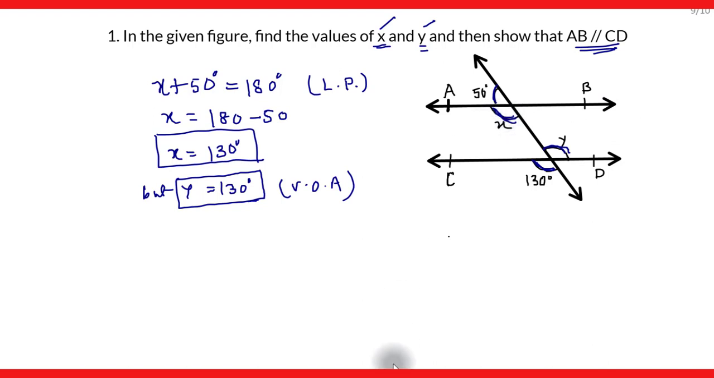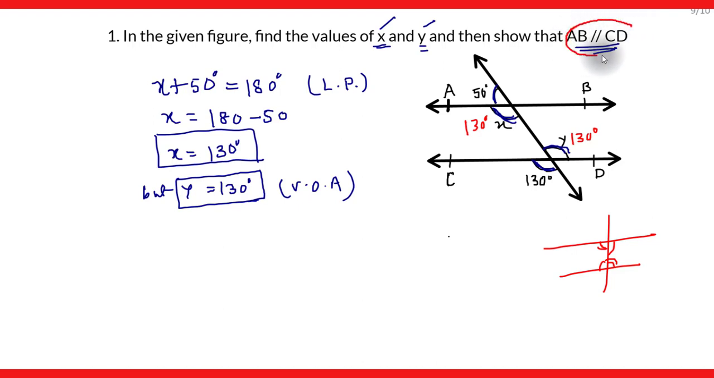Now here you see that the value of x you have got as 130 degrees and the value of y you have got as 130 degrees. These two angles are equal. These two angles are alternate interior angles. We know that when there are two lines and a transversal, this pair of angles is called alternate interior angles, and this pair of angles is also called alternate interior angles. And if the lines are parallel, then these alternate interior angles are equal. And if these alternate interior angles are equal, then the lines are parallel.